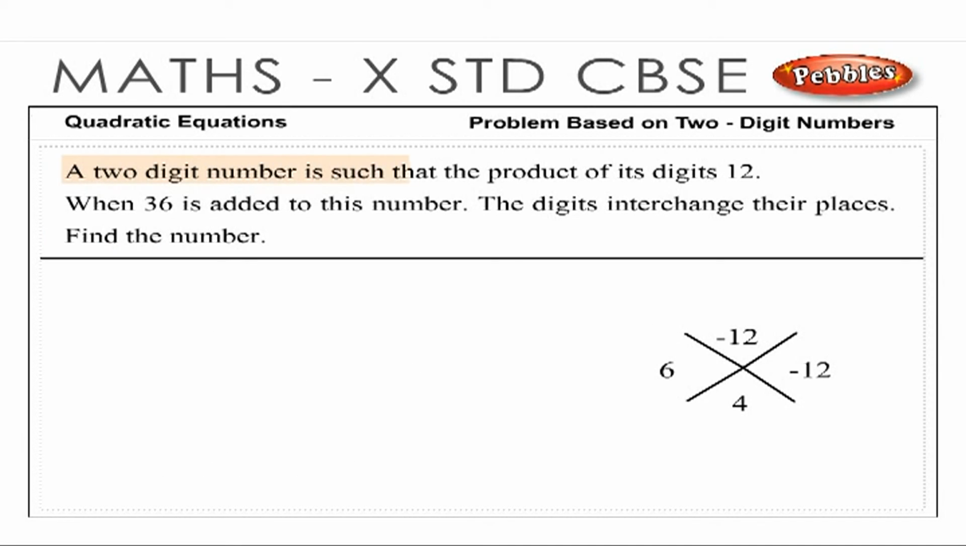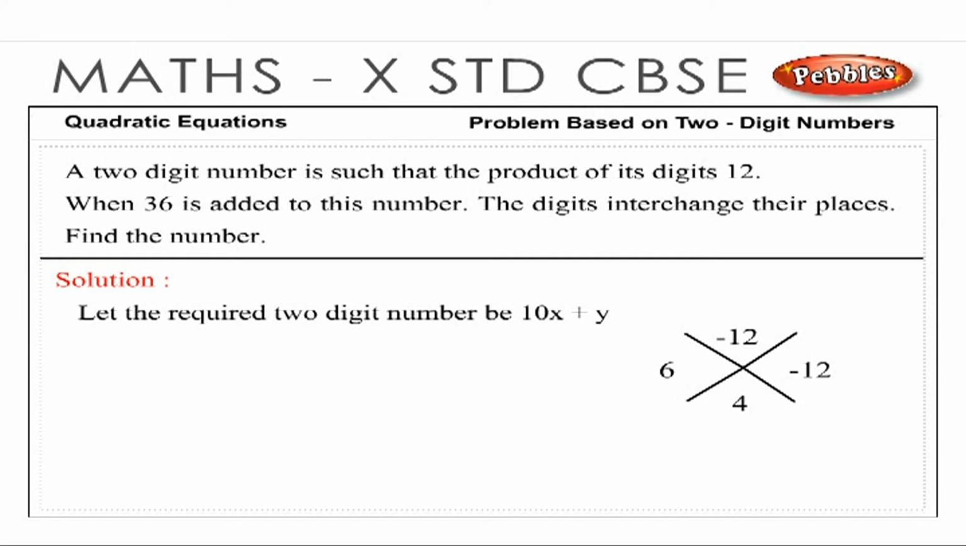A two-digit number is such that the product of its digits is 12. When 36 is added to this number, the digits interchange their places. Find the number. Solution. Let the required two-digit number be 10x plus y. Given xy is equal to 12.